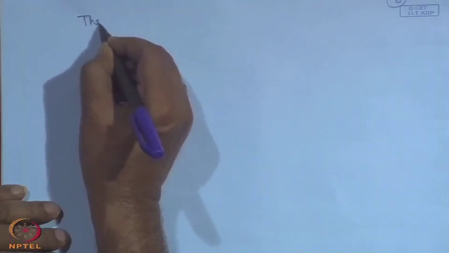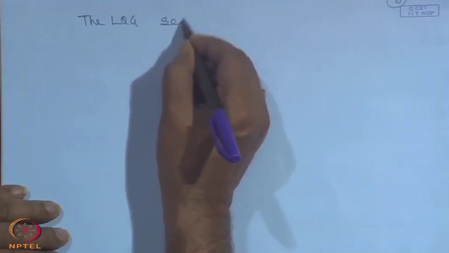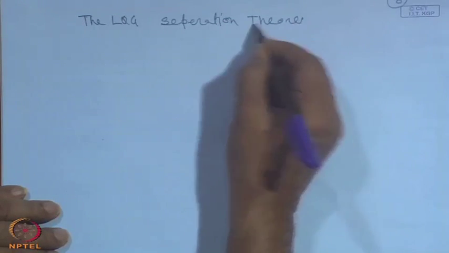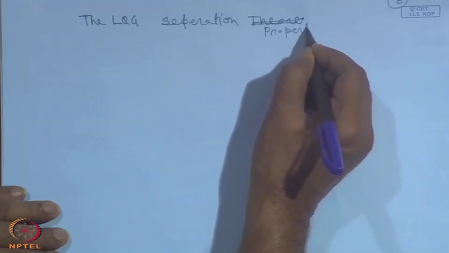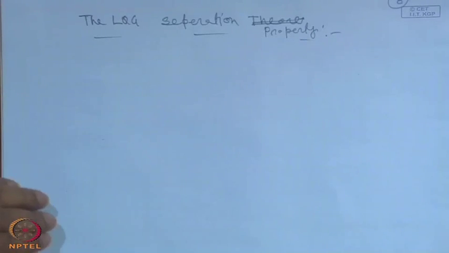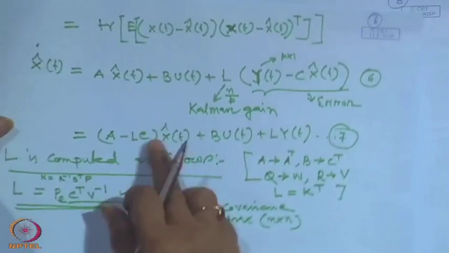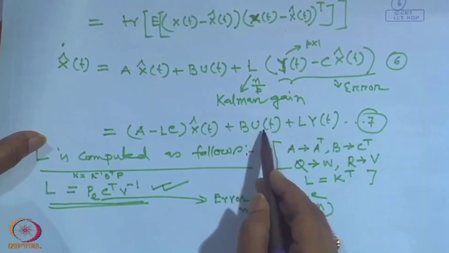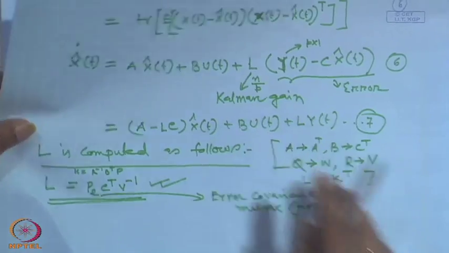Then we will see how. First, we will see the LQG separation principle. Since we have done the separation property for LQR earlier, we will not go into details on this. So recall equation number 7, and in this equation put u equal to minus K x hat.